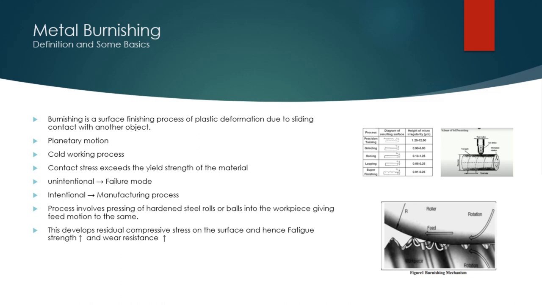I hope you understand this now. The basic principle is the contact stress. Let me go into a little detail of it. The burnishing process is considered a cold working process because the surface of the workpiece is subjected to severe stress due to the planetary motion between the tool and the workpiece and the pressure applied by the tool. So when this stress exceeds the yield strength of the material, it results in the plastic flow of the material from peaks of the surface irregularities into the valleys, thereby reducing the surface roughness. This also induces thermally stable and long-lasting compressive residual stresses.